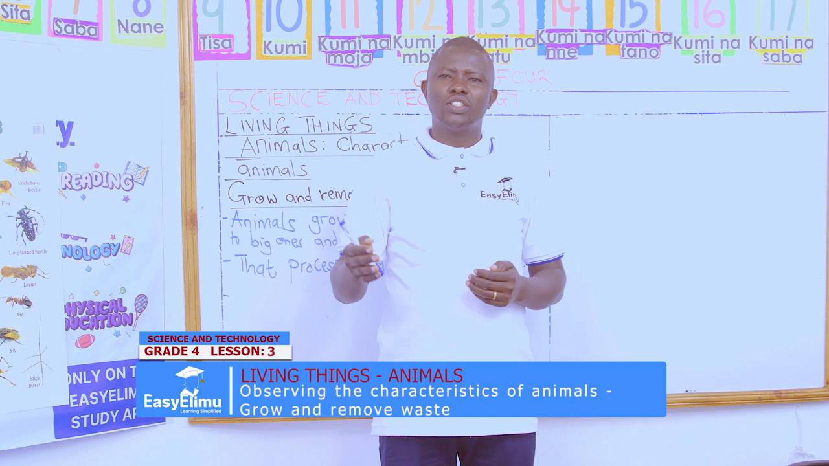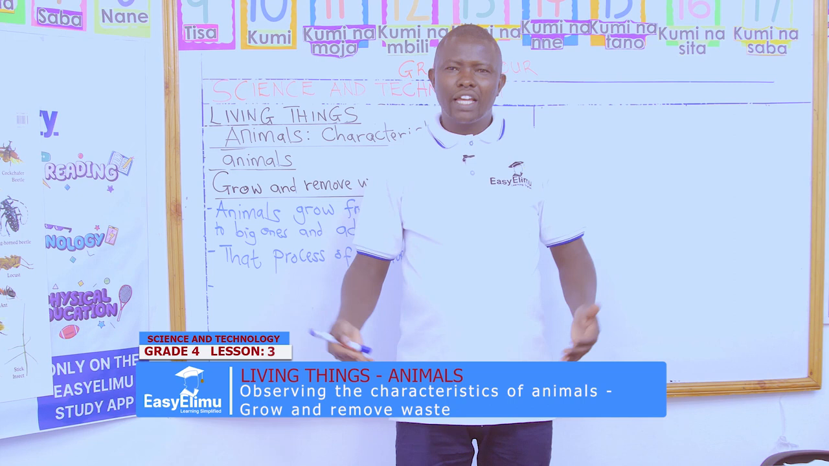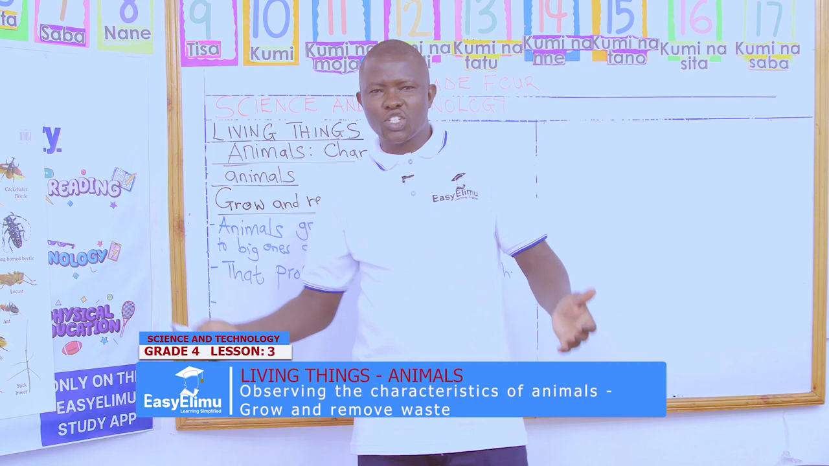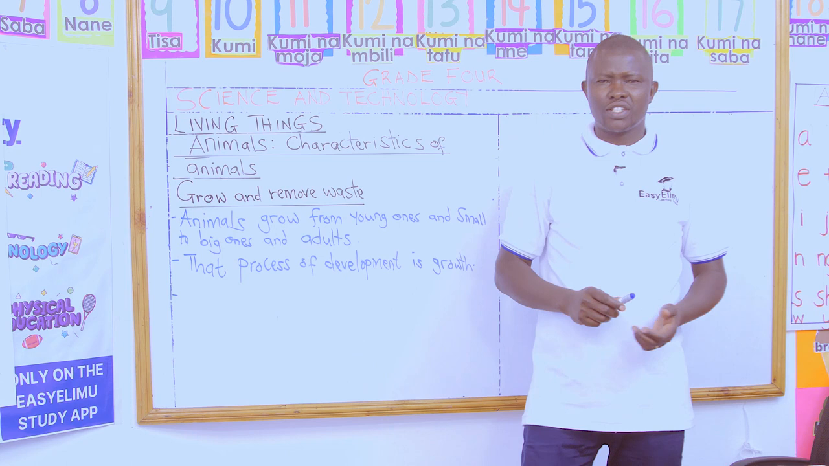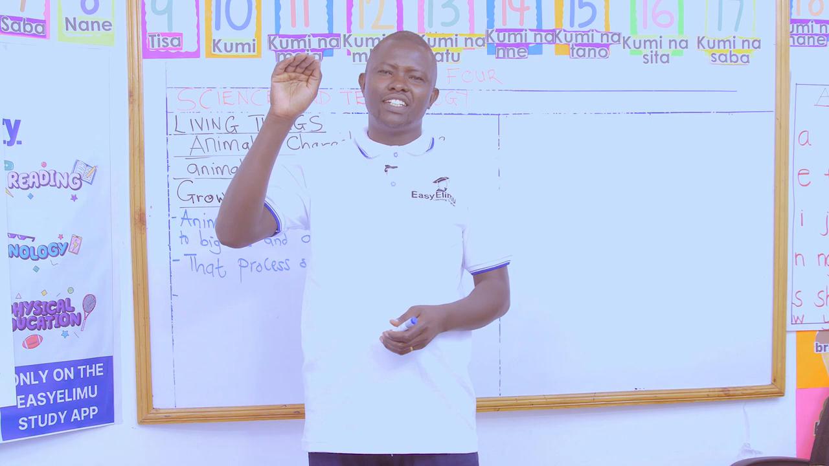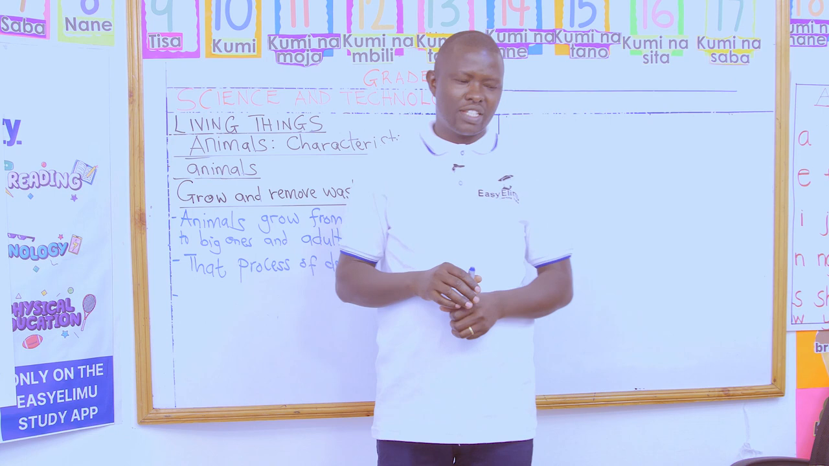After the calf has been born, it will grow. It is well fed, it is well taken care of, feeding from the mother, the grass, suckling the milk. It grows to become a big animal and is no longer called a calf, but a cow. And that process is called growth. It develops from a small one to a big one, from a calf to a big cow. And we say that is a process of development.